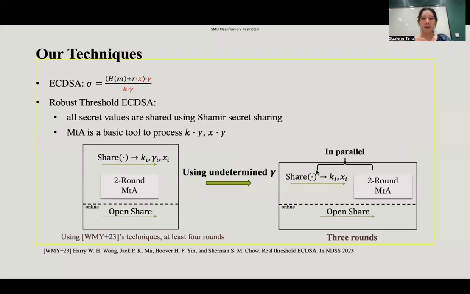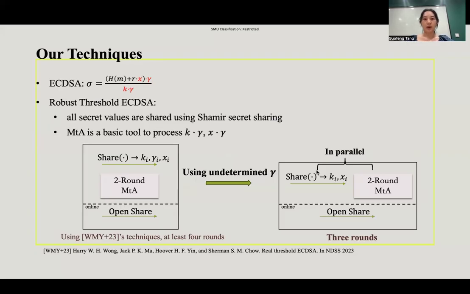Using previous techniques, it requires at least 4 rounds. Because before running the 2-round MtA, we use 1 round to share k, gamma, and x. So the offline phase requires at least 3 rounds, and the online phase requires 1 round to open shares. So it's at least 4 rounds.